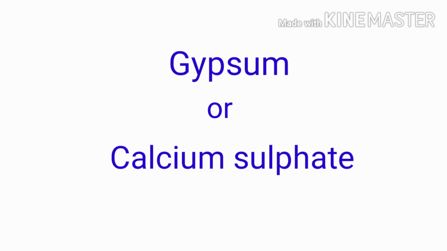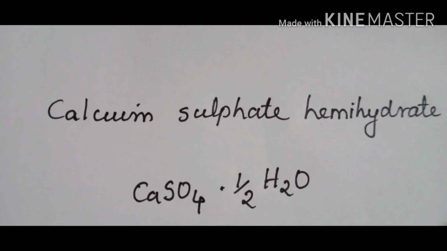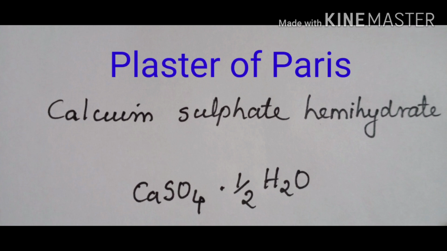Another salt that possesses water of crystallization is gypsum, that is calcium sulfate. It can be represented as CaSO4.2H2O. It has two water molecules as water of crystallization. On heating gypsum at 373 Kelvin, it loses water molecules and becomes calcium sulfate hemihydrate, that is CaSO4.½H2O. This is called plaster of Paris.